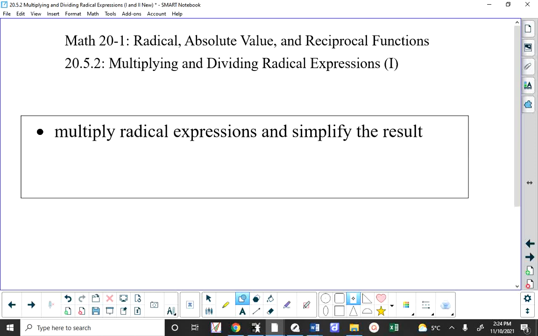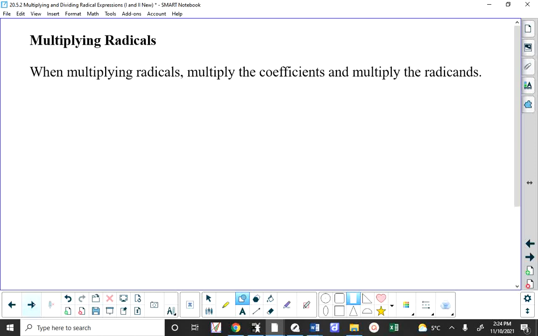So we're going to be multiplying radical expressions. There's a rule we use here, and I just want to convince you that the rule works, and then we'll get to applying it. When you're multiplying radicals, coefficients can be multiplied with coefficients. Radicands can be multiplied with radicands. That's what this means. Multiply the coefficients, and then multiply the radicands. You can only multiply radicals as well if they have the same index.